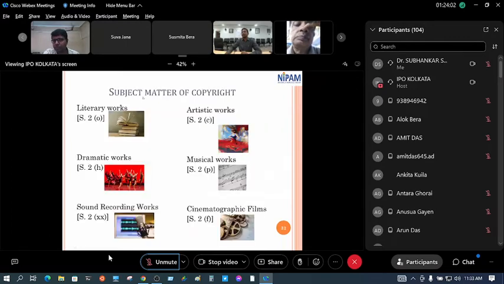Okay, what are the subject matters of copyright? That means for which things copyright can be applied? Literary works. Like I have said, books, novels, and poems, for that copyright can be applied. Artistic works like these paintings, some dramatic works, as you can see here, and some musical works like songs, music, sound recording works, and for movies also copyright can be obtained.